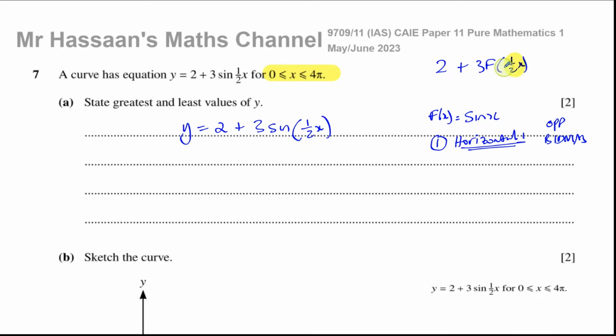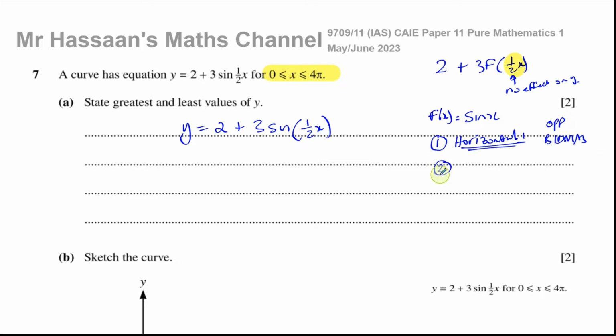So this will only affect the x coordinates of all the points. So it won't affect the maximum and minimum values, the greatest and least values of y. It will affect the x coordinates only. So this has no effect on y. What has effect on y are these things that are outside the function.